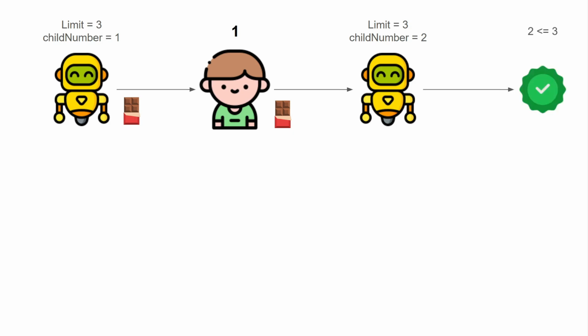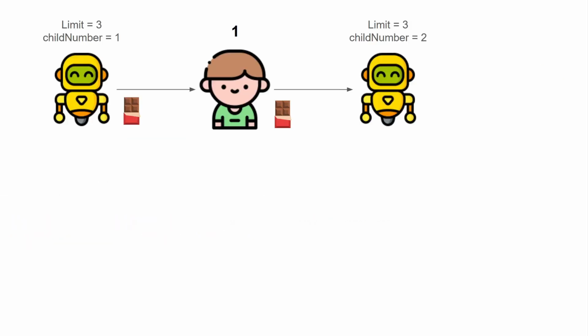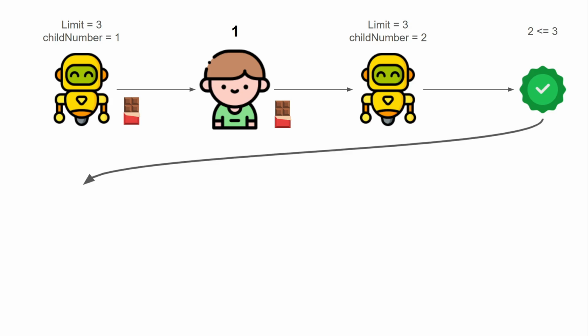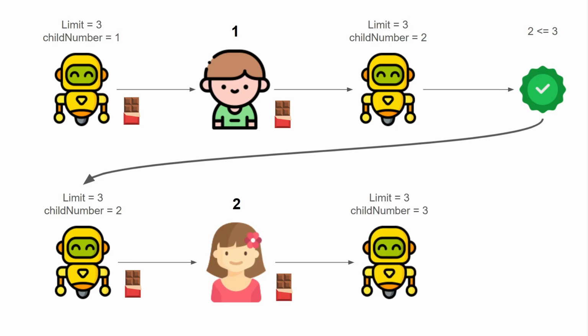So now is the condition approved? If you don't remember what the condition is, let's take a look at it. Here it is, the one at the bottom. We are going to run the loop as long as the child number is less than or equal to the limit. So is 2 less than or equal to 3? Yes, it is. So we are going to start a new loop. This time the limit is 3, but the child number is 2. And now we are going to give the chocolate to the girl because her number is 2, right? But what will happen after that? We are going to increment the child number.